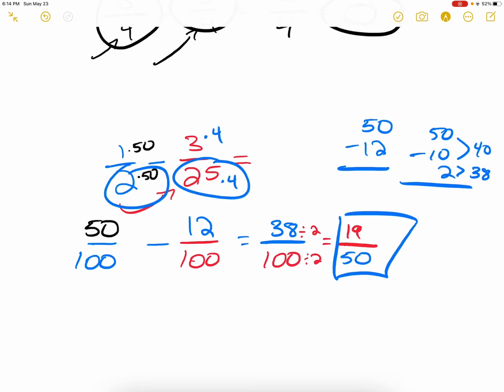And that is it. So make sure you change to common denominators first by finding the least common multiple, then subtract the numerators.